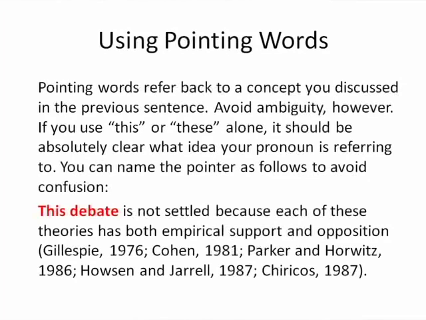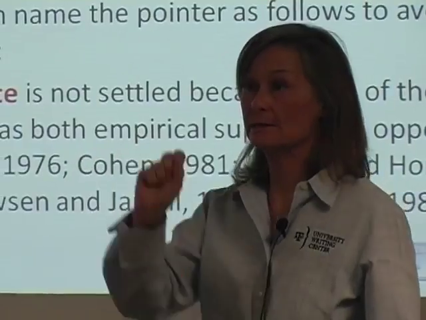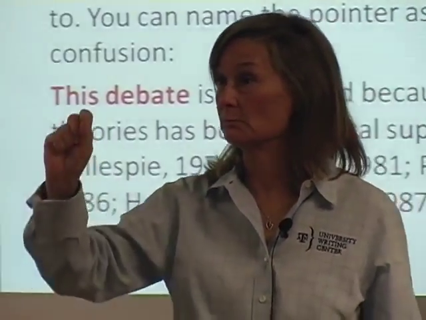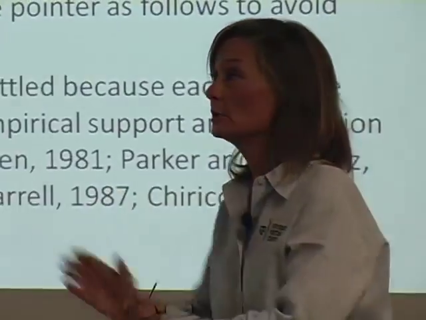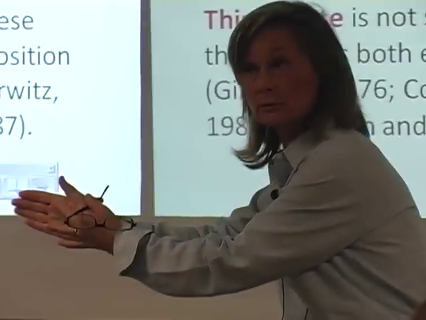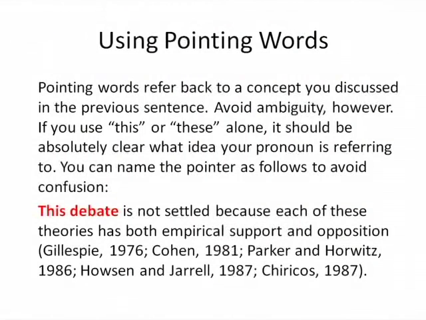So if you're talking about the debate between scholars on this topic, you could say, this led to so and so. But if it's not clear what this refers to, you could say, this debate, this argument, this methodological process. Whatever you're talking about in the previous sentence, use a pointer to carry your reader in that direction. Okay? This debate is not settled because each of these theories has both empirical support and opposition, and then the citations. All right?